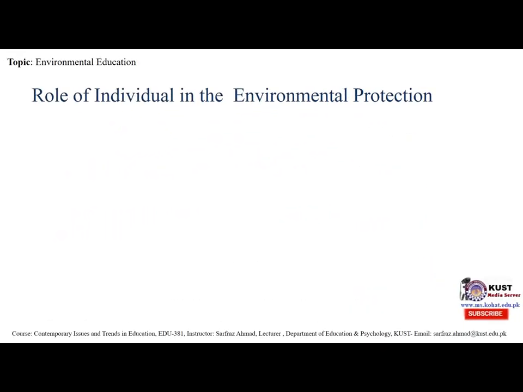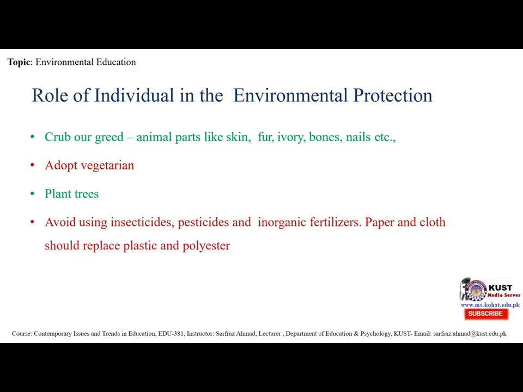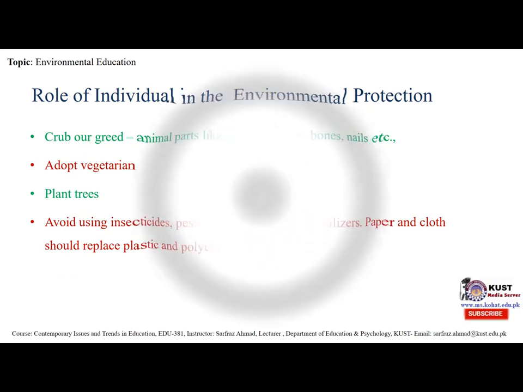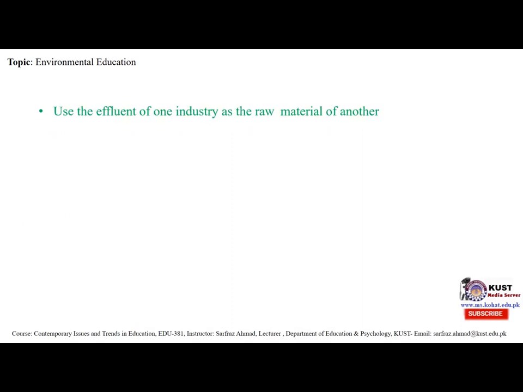The role of individuals in environmental protection: curb the use of animal parts like skin, fur, ivory, bones, nails, etc. Adopt vegetarianism, plant trees, avoid using insecticides, pesticides, and inorganic fertilizers. Paper and cloth should replace plastic. Use the waste of one industry as the raw material of another. Example, ash to make cement.